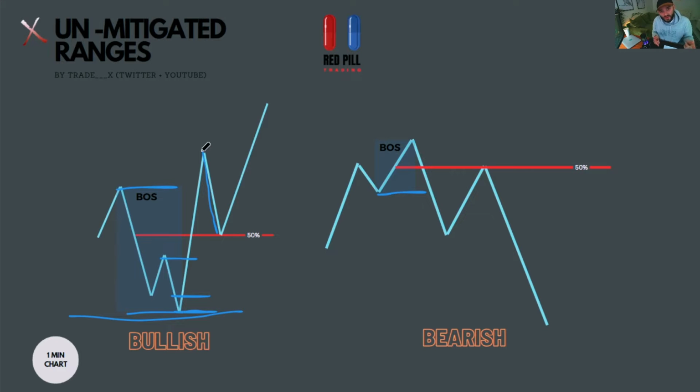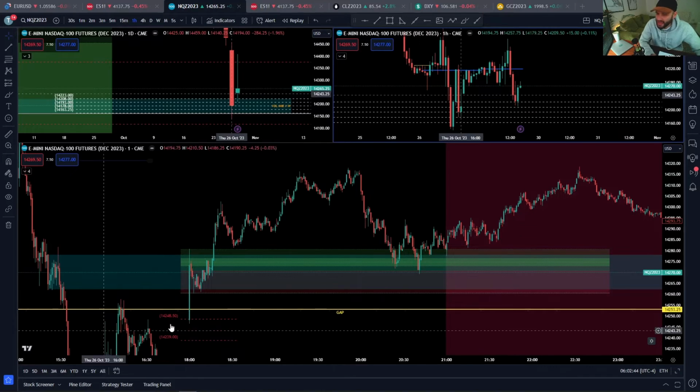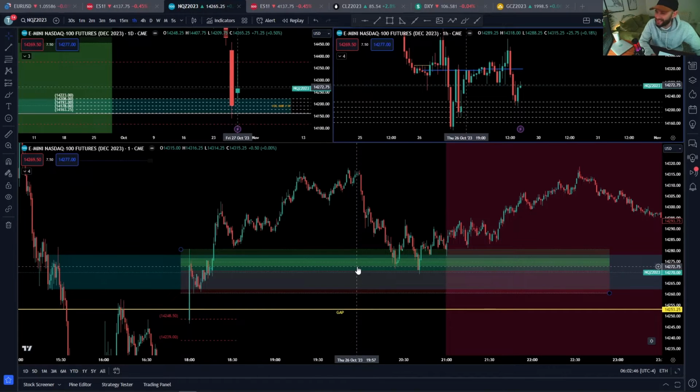So let's jump into live charts and start breaking this down and piecing it all together for you. We're going to be looking at NQ, and we're going to be looking at the 26th and 27th of October for those who want to go and backtest this. And we're going to look at this price action first.